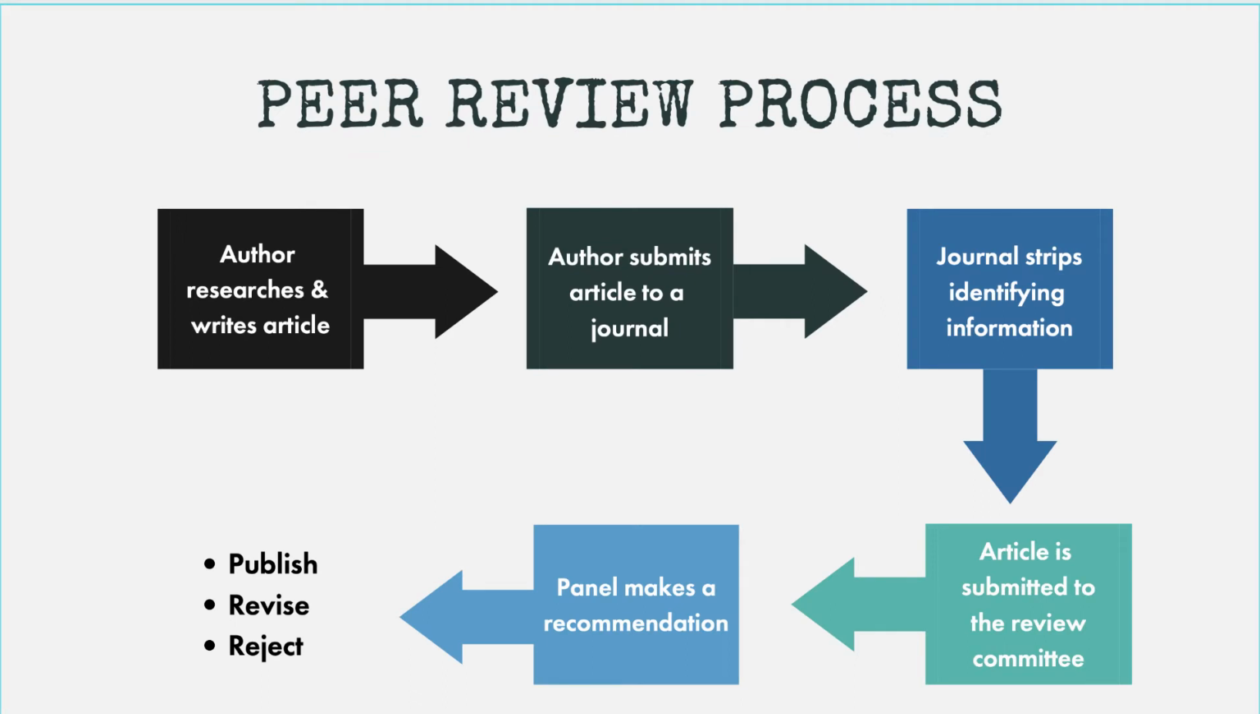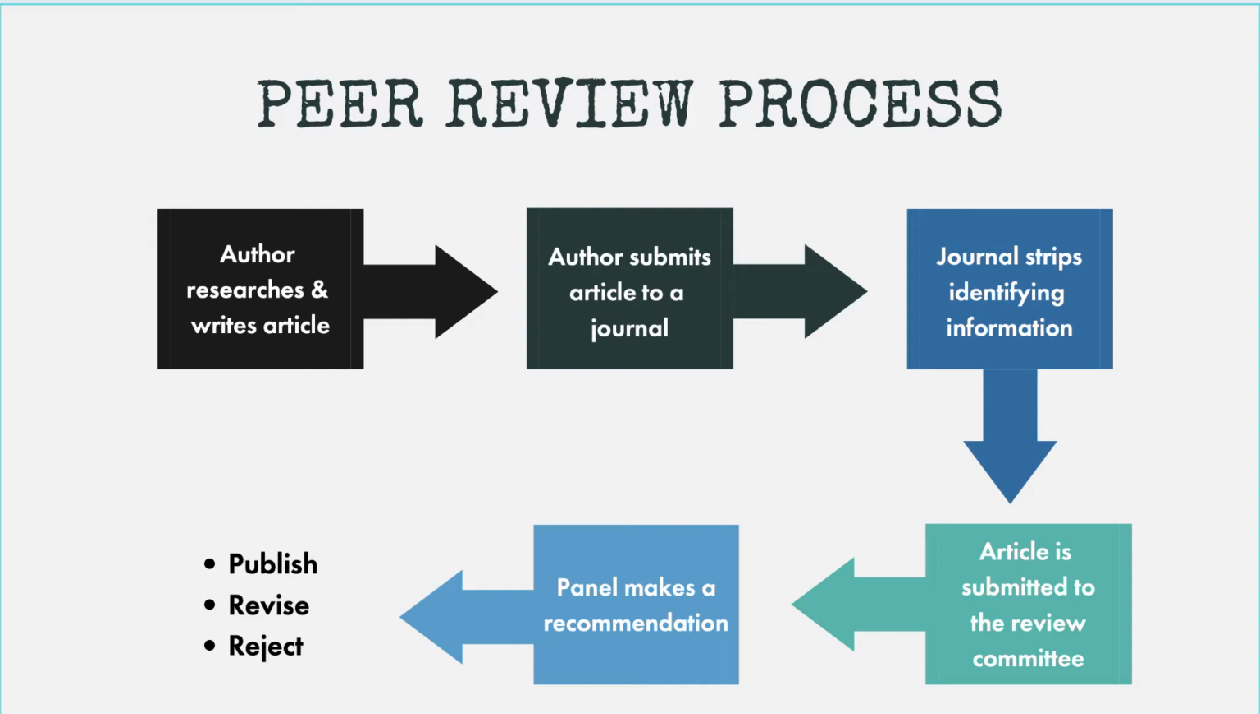First, the author or authors will conduct research and write an article about their research. Then the author will submit this article to a journal publication. The journal publication will strip all identifying information from the article. This is to prevent bias from occurring because you don't know if someone on that committee is willing to publish anything from Harvard, or they might personally know who published the article.